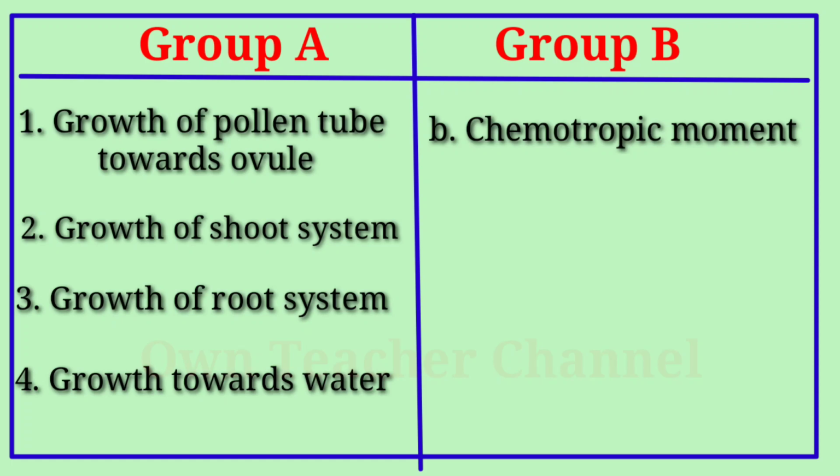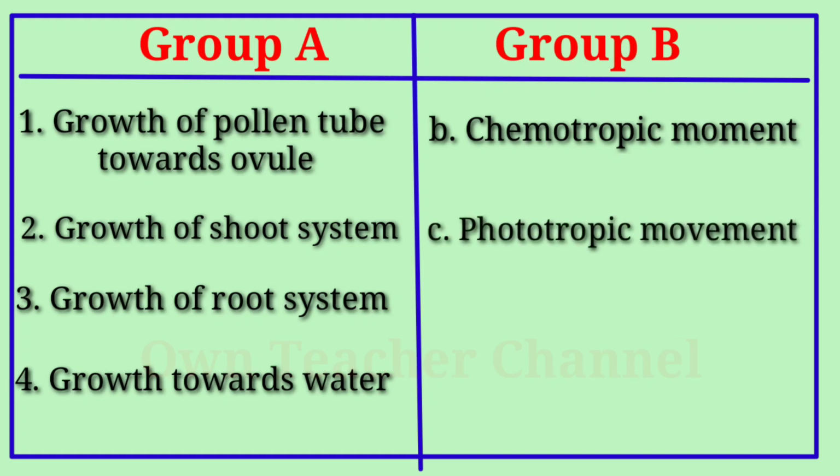Number 2. Growth of shoot system. Answer is C. Phototropic movement. Explanation: the movement shown by shoot system of plant towards the source of light is called phototropic movement. Number 3. Growth of root system. Answer is gravitropic movement. Explanation: the root system of plants responds to stimuli like gravitation. This response is called gravitropic movement.